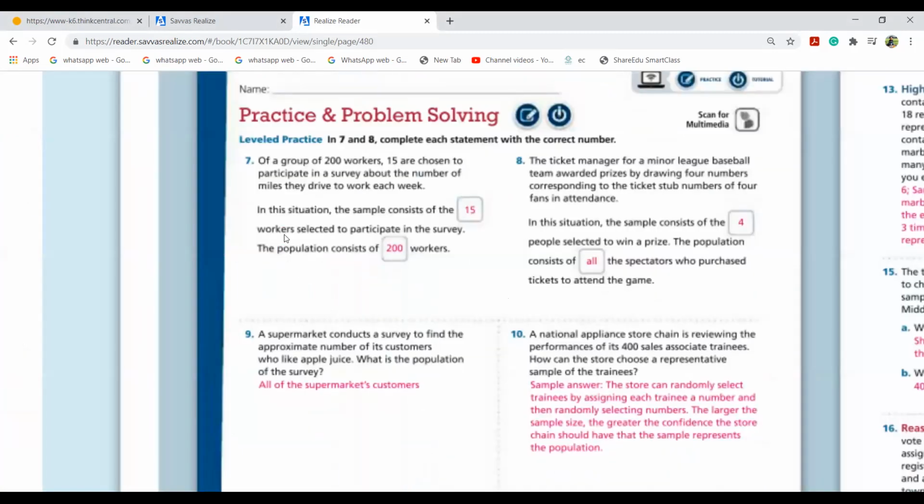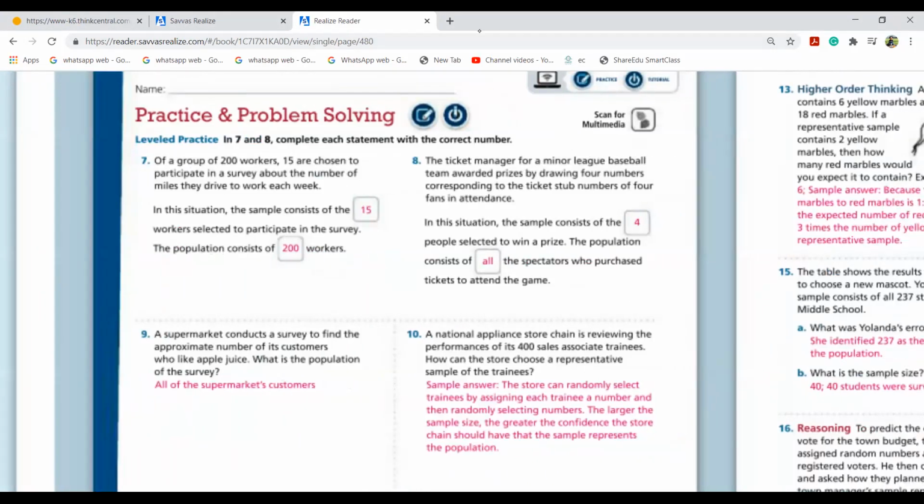Out of a group of 200 workers, 15 are chosen. Girls, by looking at it, total how many are there? 200. 200 is the population and 15 are the sample. That's it. In this situation, the sample is 15 and the population is 200. Miral, did you get this? Miral, Dana, I'm not even asking girls today because I feel that this is very simple.